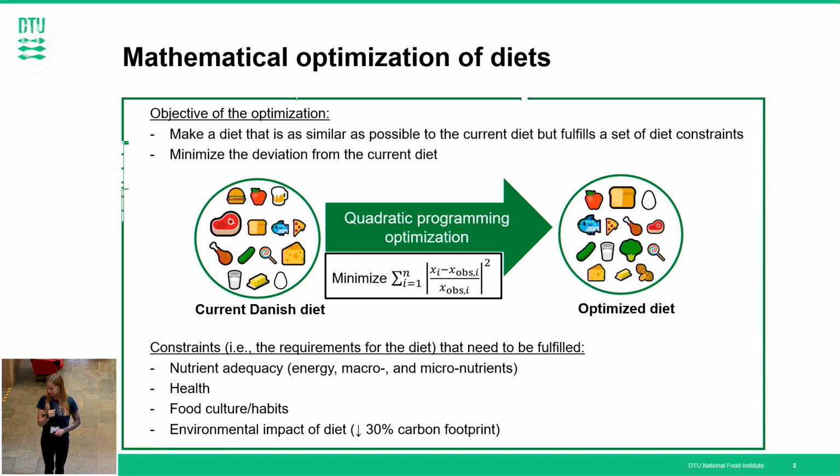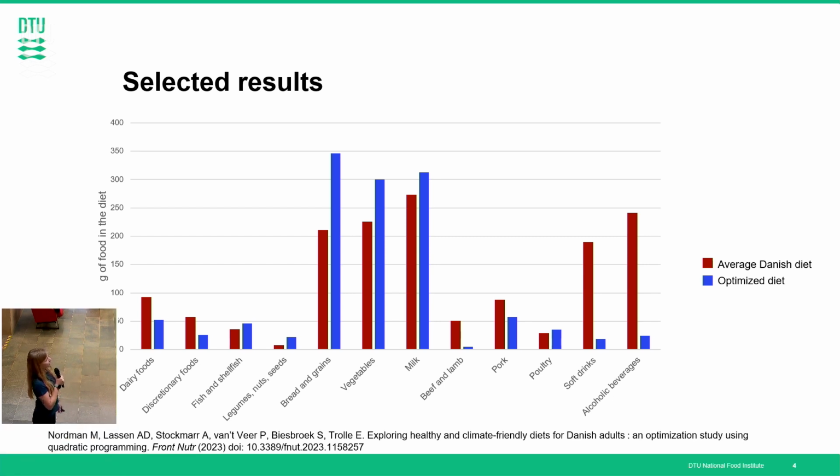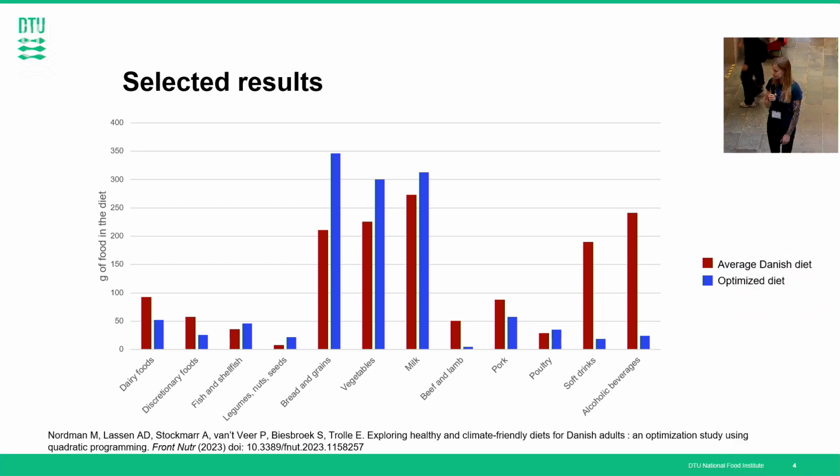And here I'll show you some selected results from the optimization that I recently ran and published. So compared to the average Danish diet, which is in red bars, it's probably too small for you to read, but it doesn't matter. The main points of this diet is that the starchy products are more than in the average diet, and also vegetables, quite a bit less meat, but some meats are still retained in the diet.